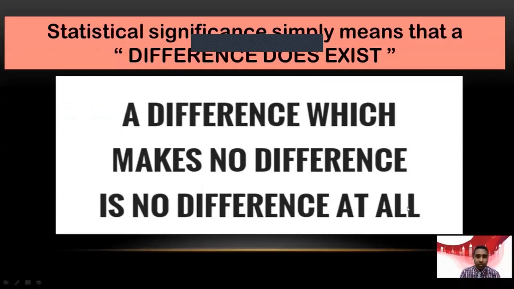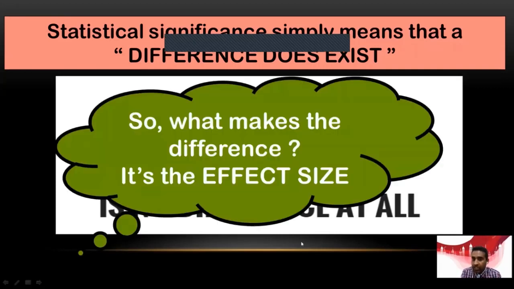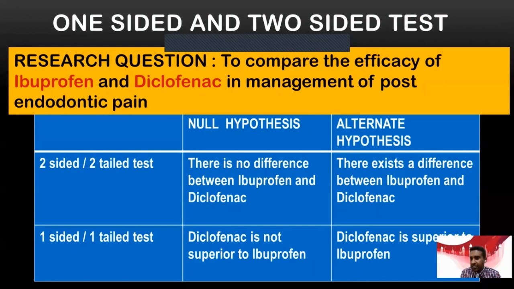So now coming to the question, which is important, statistical significance or effect size? Statistical significance simply means that there exists some difference statistically or mathematically. But clinically speaking, a difference which makes no difference is no difference at all. Right? So what makes a difference? It's the effect size.